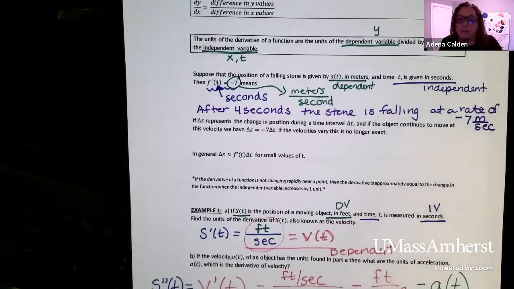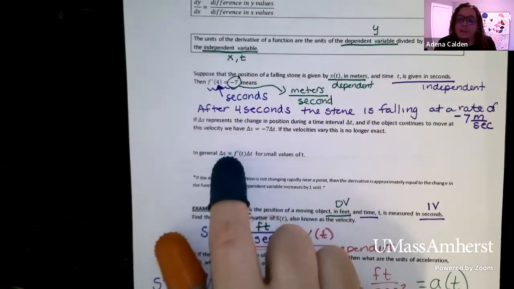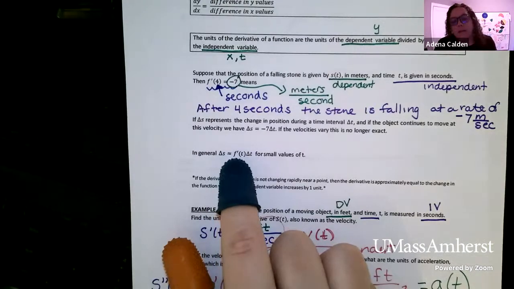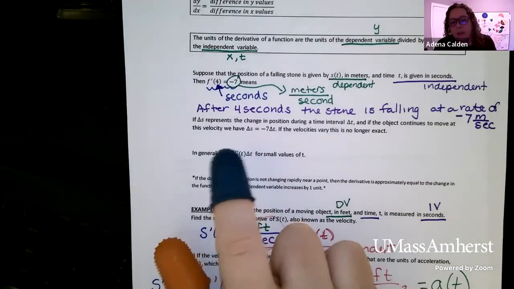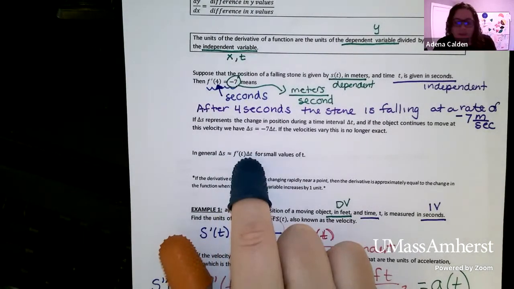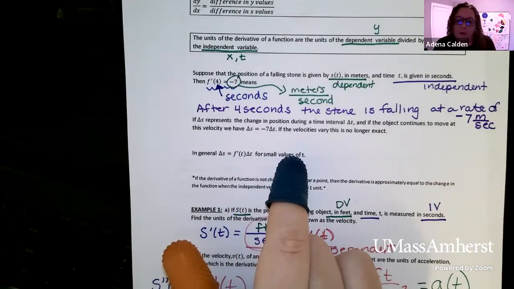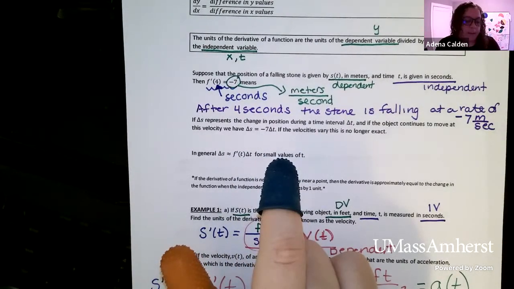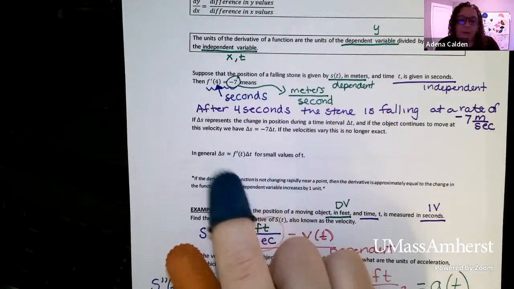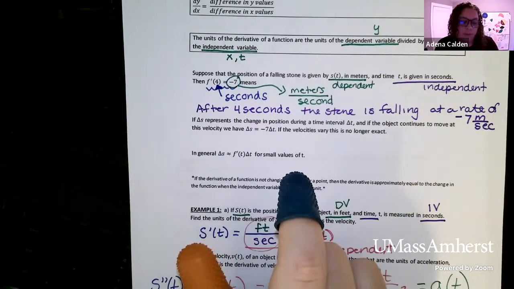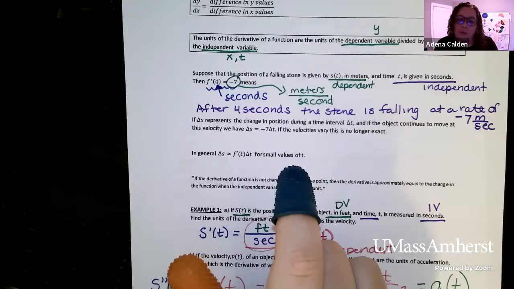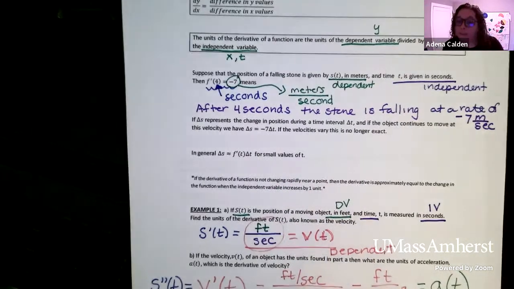If the velocities are changing, then this is not very exact. And so in general, we say that the change in position is going to be equal to the rate of change times delta t for small t's. And so we're going to formalize this in a little bit in class today, but I want you to think about this as we go through some of the other examples, so that when we do get to the formal part of it, hopefully it starts to make sense on why that might be true.